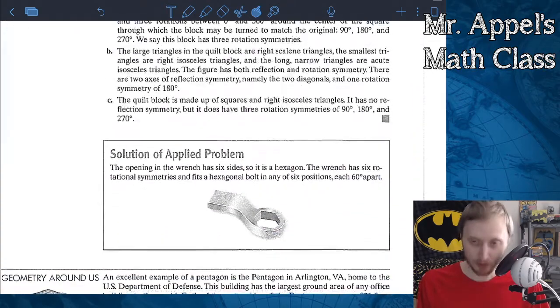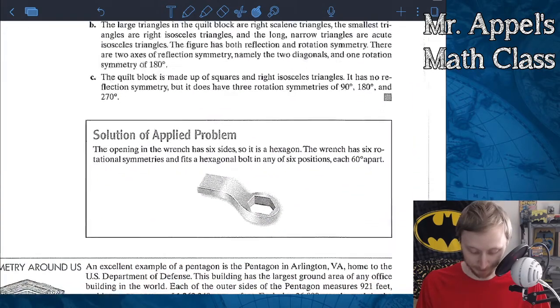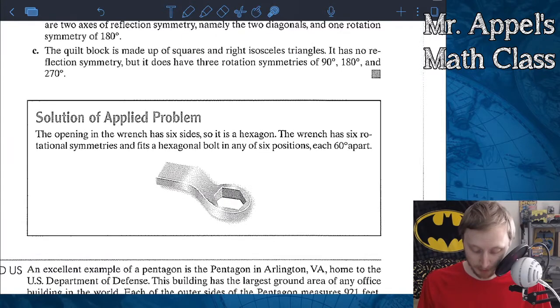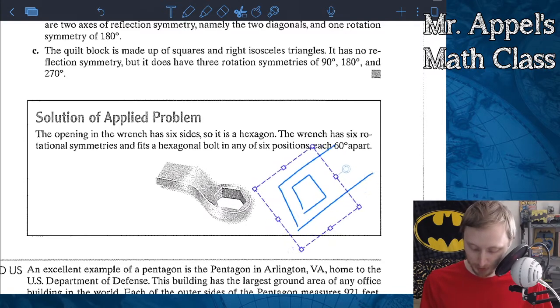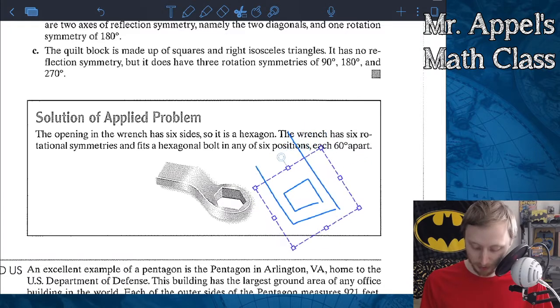Now that brings us to the wrench. So, now we know that the opening of the wrench has 6 sides, so it is a hexagon. The wrench thus has 6 rotational symmetries and can fit a hexagonal bolt in any of 6 positions, each 60 degrees apart. That is the advantage. If you had, say, a square opening wrench, you would have to pick it up and reposition it, fitting it over the bolt every 90 degrees.